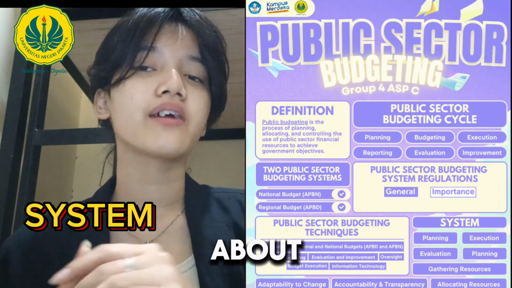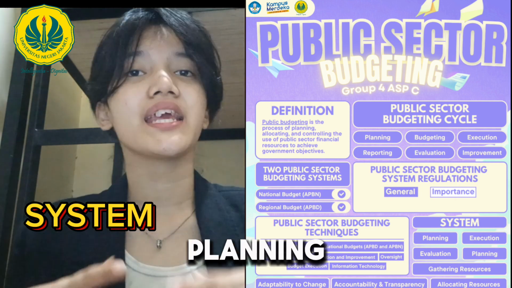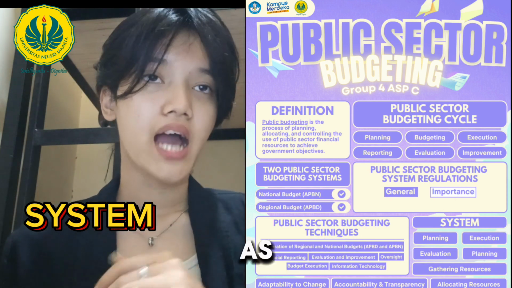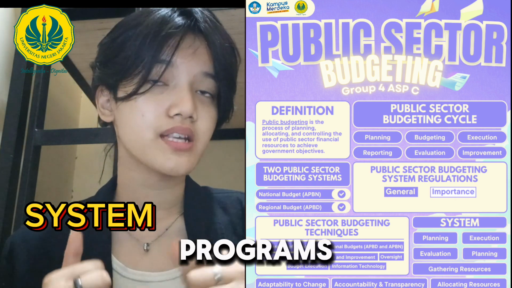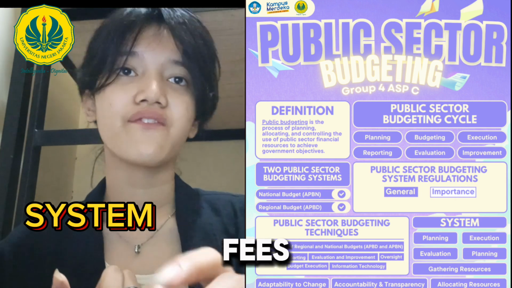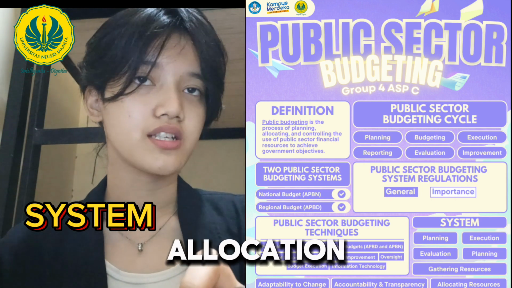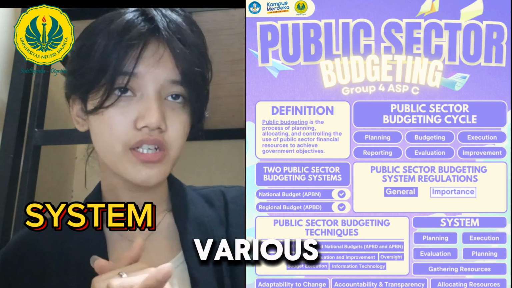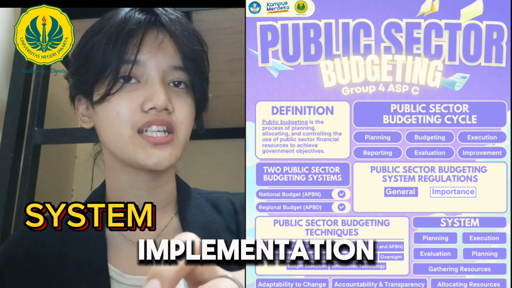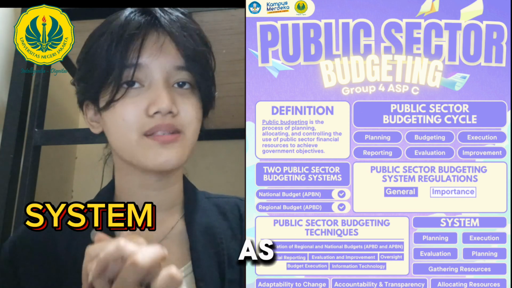So, I will explain about the public sector budgeting system, which includes 1. Planning. Planning is defining the goals, issues, and aspirations of the community, as well as setting priorities for programs and projects. 2. Revenue collection, such as through taxes, fees, grants, and loans. 3. Resource allocation, so distributing resources to various programs and projects based on priorities. 4. Implementation, so managing expenditures and reporting to ensure funds are used as planned.